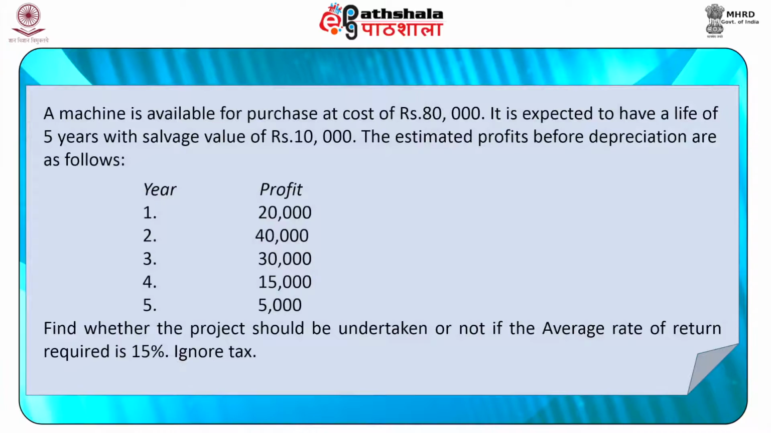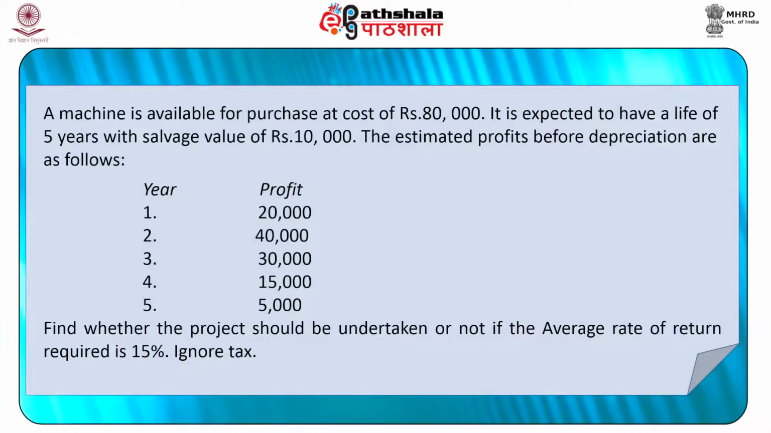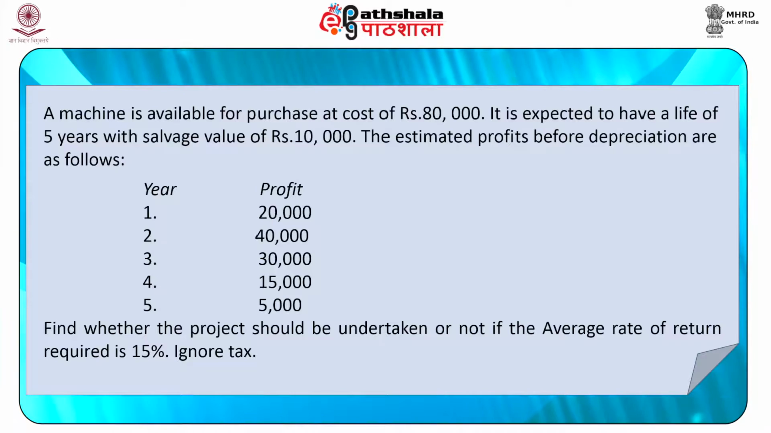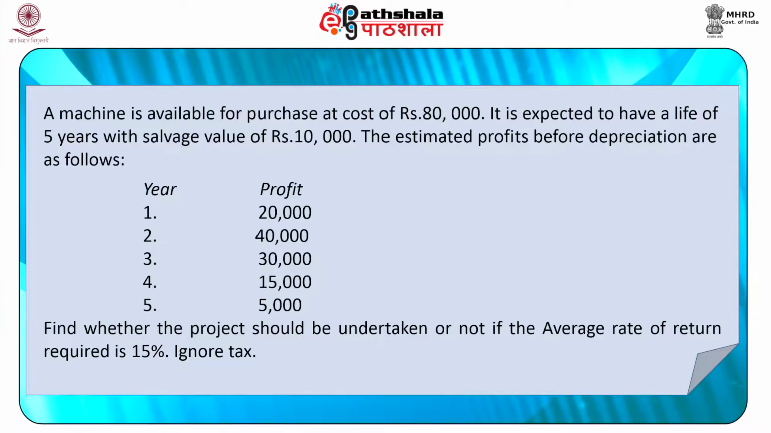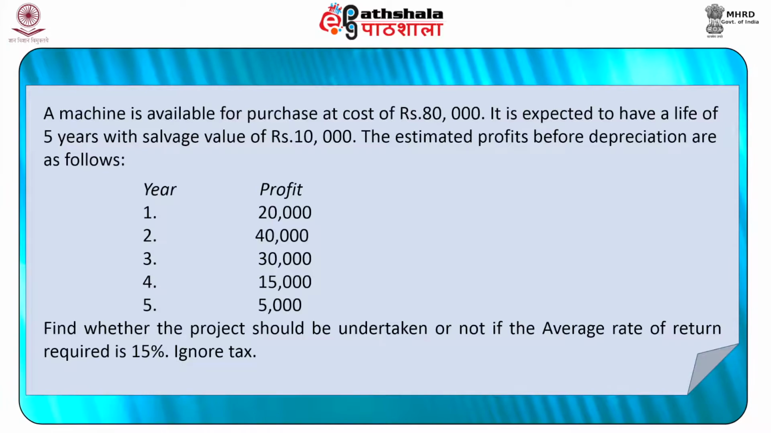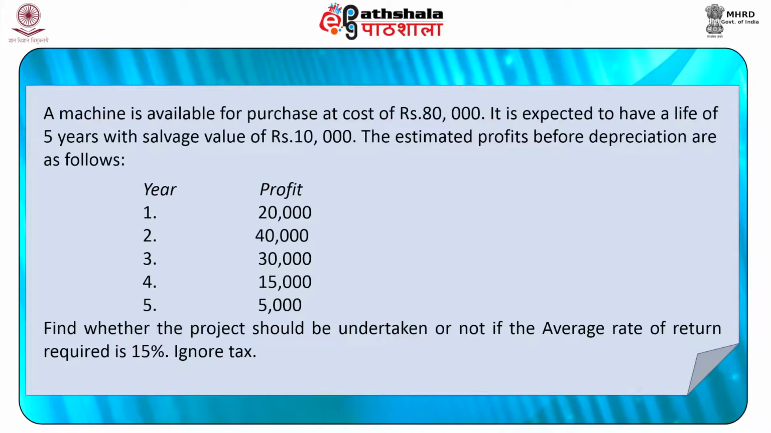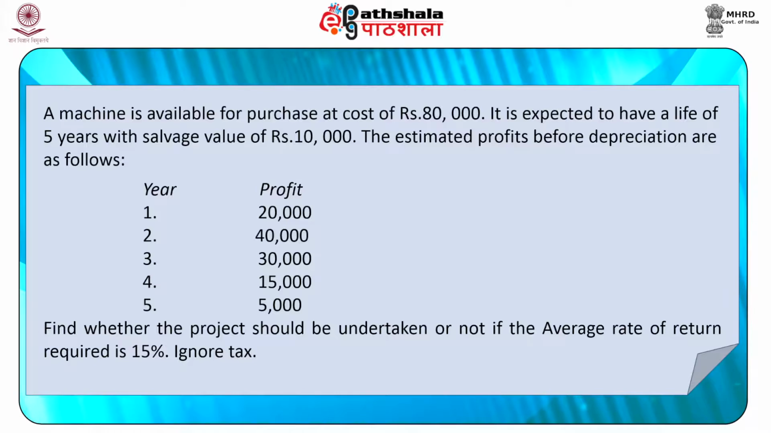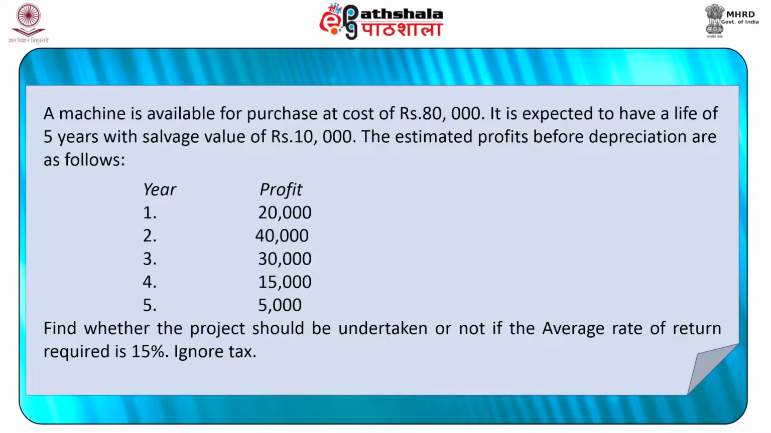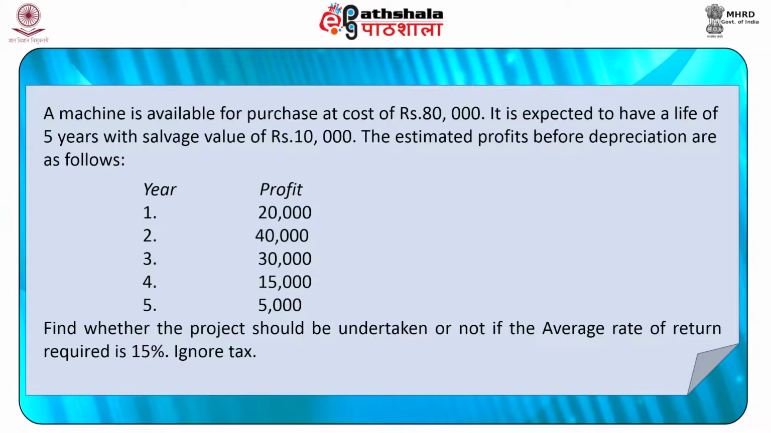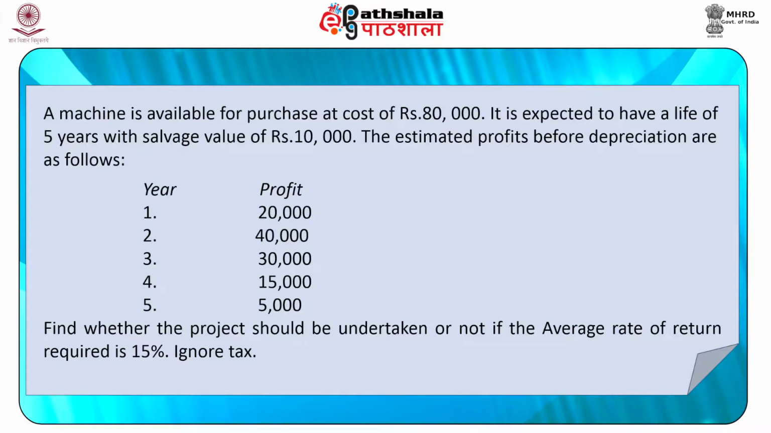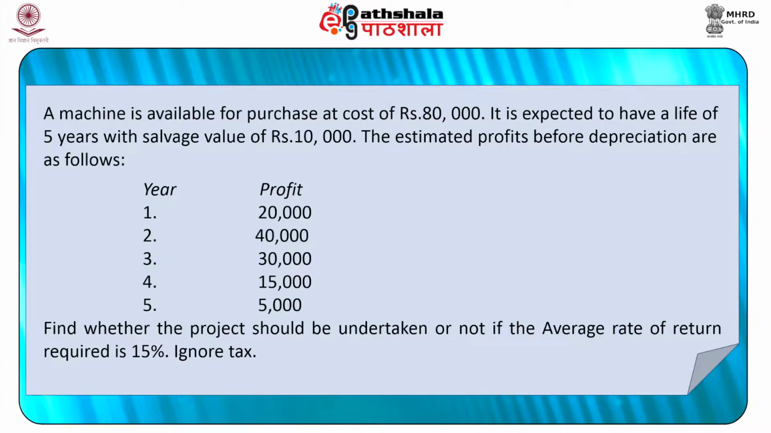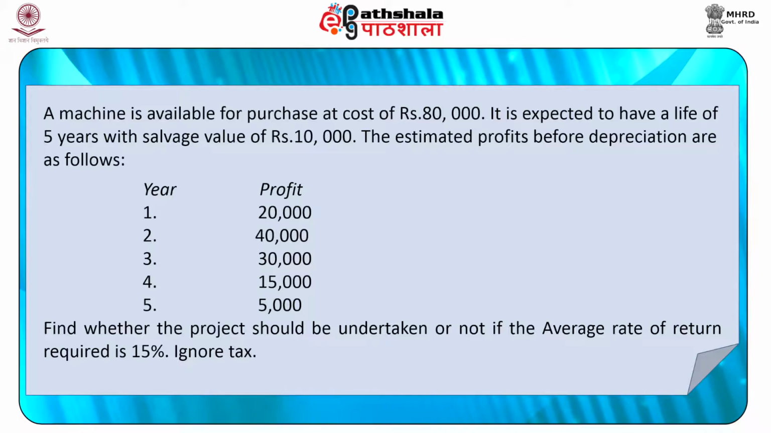A machine is available for purchase at a cost of rupees 80,000. It is expected to have a life of 5 years with a salvage value of rupees 10,000. The estimated profits before depreciation are as follows. In the first year, the profits are 20,000, in the second 40,000, third 30,000, fourth 15,000, and in the fifth year they are merely 5,000. Find whether the project should be undertaken or not if the average rate of return required is 15%. Ignore the taxes.